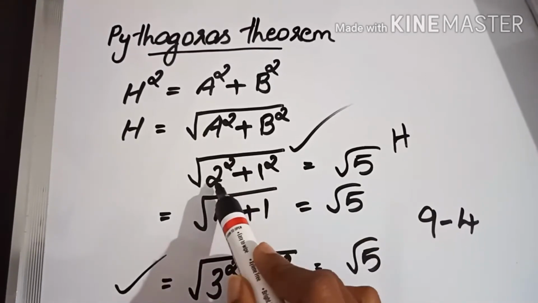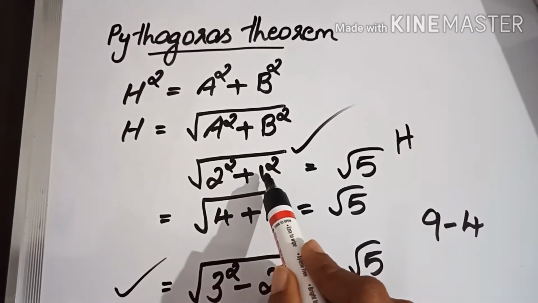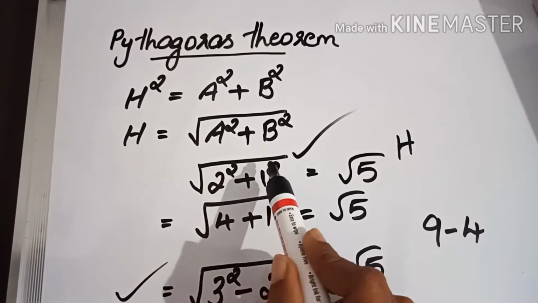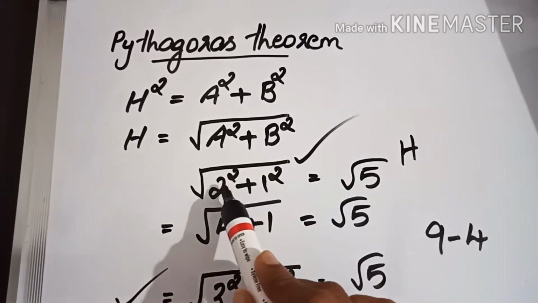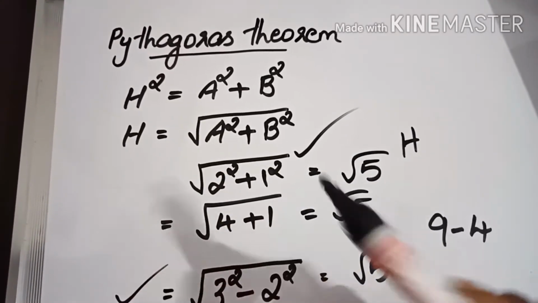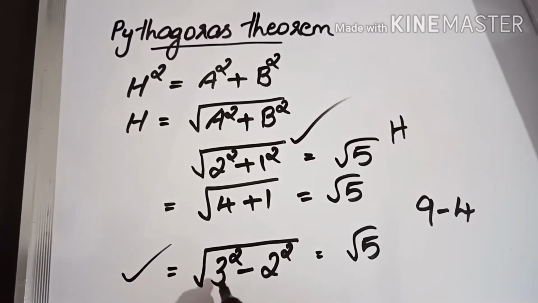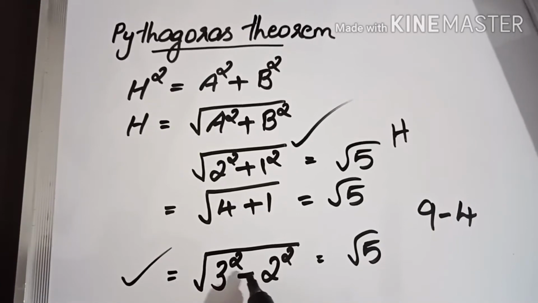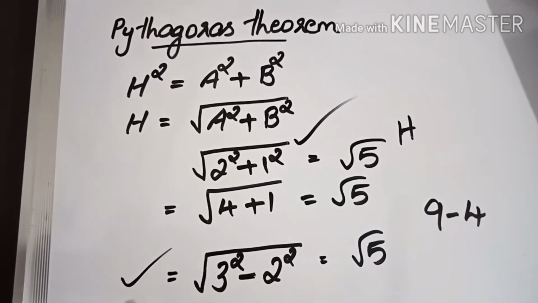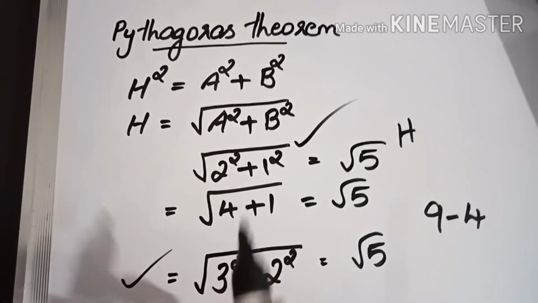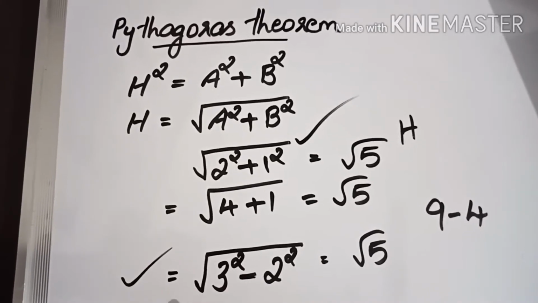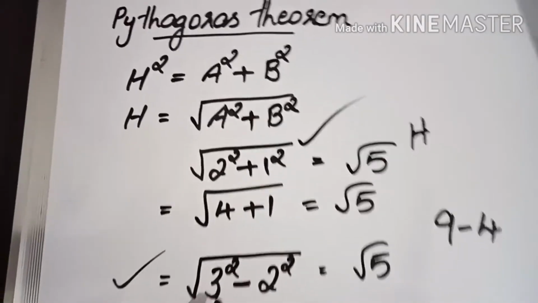If you are considering 2 as base, altitude will be 1 centimeter. If you are considering base as 1 centimeter, altitude will be 2. Anyway, now here this root 5 will be, here it is subtraction. Subtraction means for the Pythagoras theorem, subtraction always comes from hypotenuse square minus. Okay, h square will be the first value.